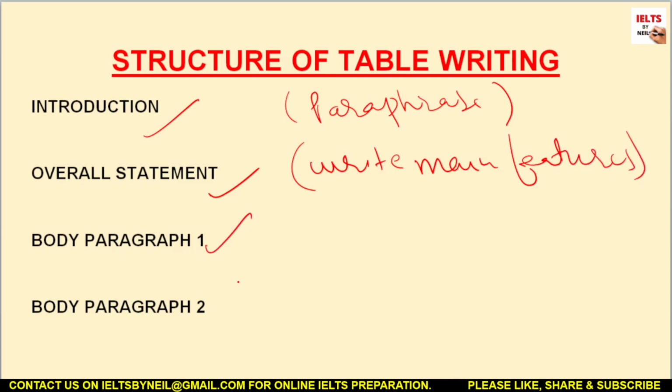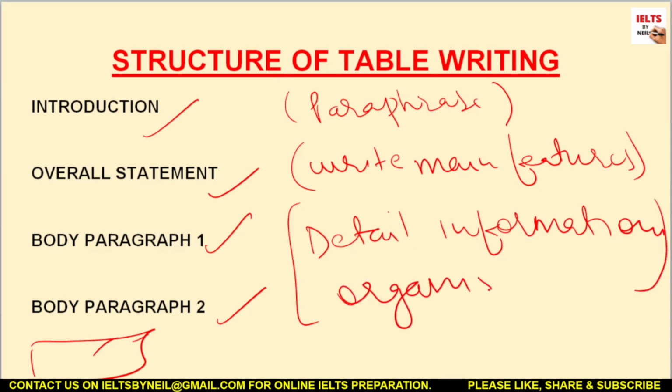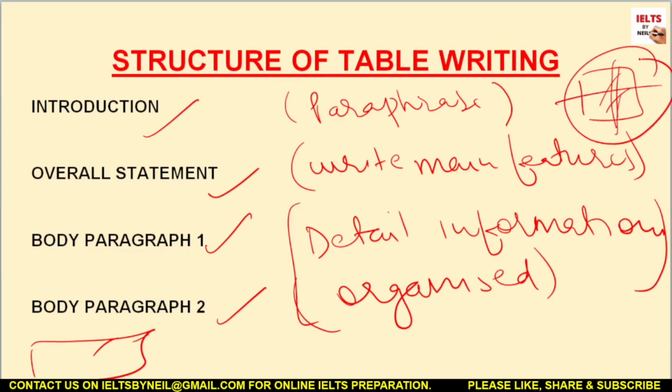And the next one is body paragraph 1, 2, and if the data is a little bit more, you can make even 3 body paragraphs. So what do we write in body paragraphs? We write the detailed information, and make sure it's organized. Your body paragraph should always be organized. Whatever data is given, you have to organize the data half and half, or this way or that way, whichever way you are comfortable with, and then write it in the body paragraphs. We're going to discuss this structure with the table today.